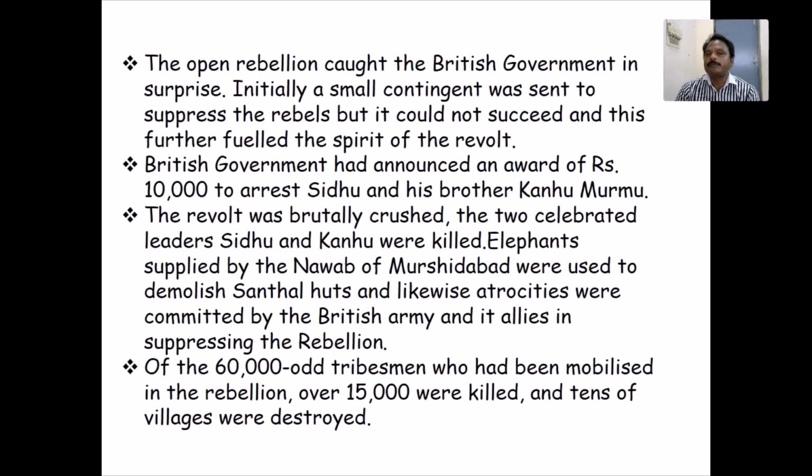The open rebellion caught the British government by surprise. A small contingent was sent to suppress the rebels, but it could not succeed, and this further fueled the spirit of the revolt. Very important: before the 1857 revolt, this was the first revolt, made by the Santals. The British government announced an award of 10,000 rupees to arrest Sidhu and his brother Kanhu Murmu. The revolt was brutally crushed. The two celebrated leaders, Sidhu and Kanhu, were killed during this Santal revolt.